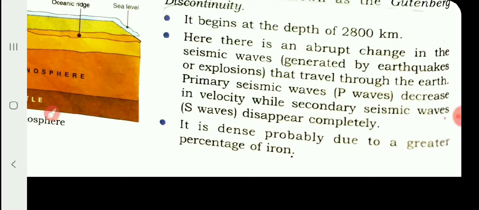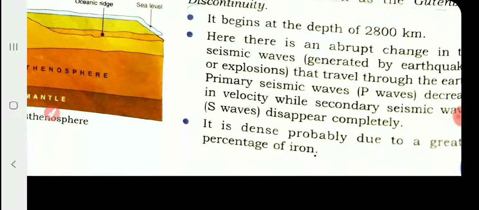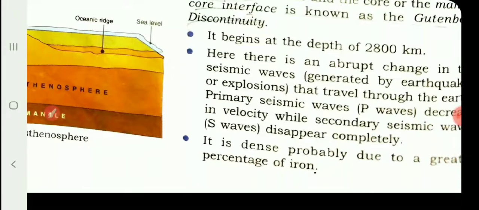Primary waves, of course, reach the surface of the earth. Again, you see the primary waves decrease in velocity while secondary waves disappear. Why do secondary waves disappear? Because at 100 to 410 kilometers the mantle is in a molten state. That state is known as the asthenosphere, a liquid state. Through this liquid state, primary waves pass. Otherwise, secondary waves do not travel. That is the reason secondary waves disappear. They do not reach the surface of the earth. That I told you in the beginning.